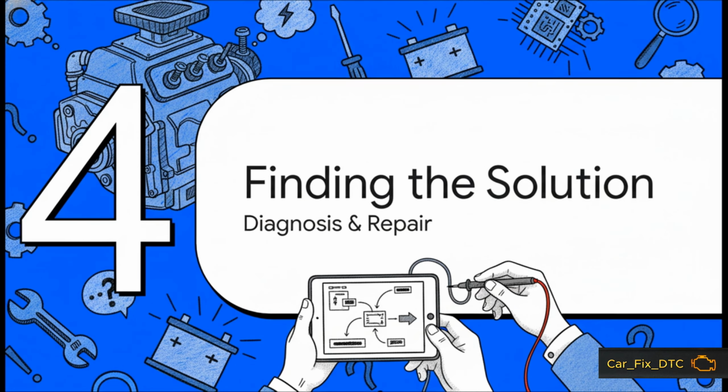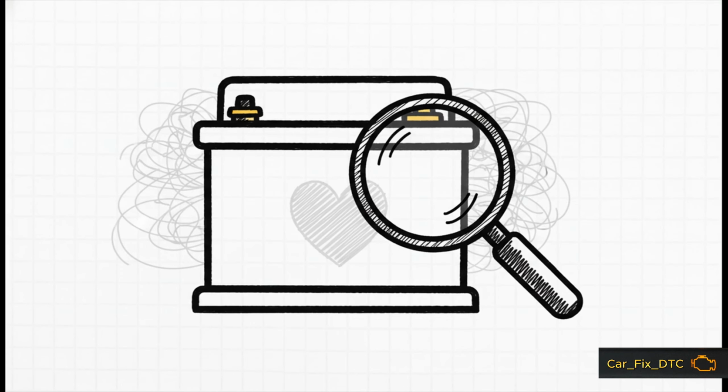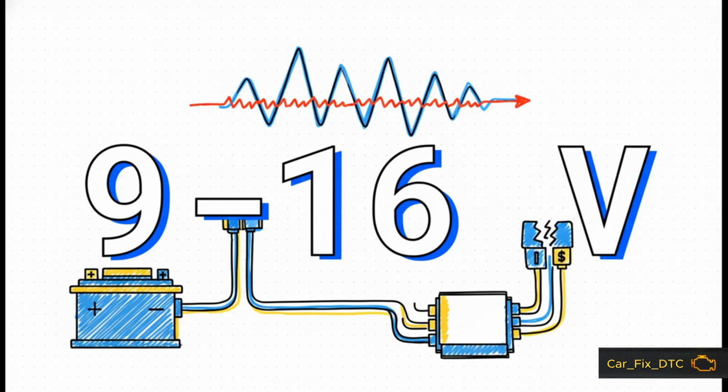All right, let's get to the good part, finding the solution. We're moving from what's wrong to how do we fix it? Let's figure out exactly which one of these is causing the problem in your car. Now, whenever you're dealing with electrical gremlins, you always start with the simplest thing first. It's just smart. So before we start tearing into wires, let's check the very heart of the car's electrical system, the battery.